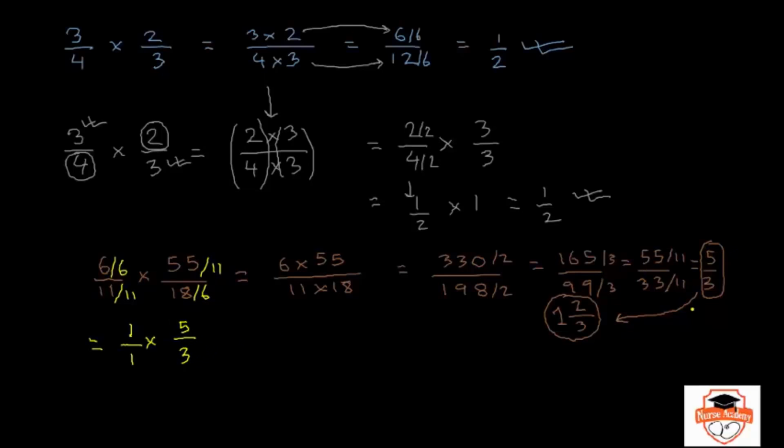1 times 5 is 5. 1 times 3 is 3. And that obviously changes to the mixed number 1 whole and 2/3. Look at the number of steps it took us to get to the final answer. So it's always a good habit to first reduce or simplify, and then if you cannot simplify any of the numerators with any of the denominators, it's only then when you go for the final multiplication. Do not multiply before you have tried the simplification process.